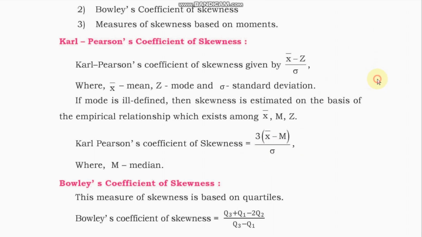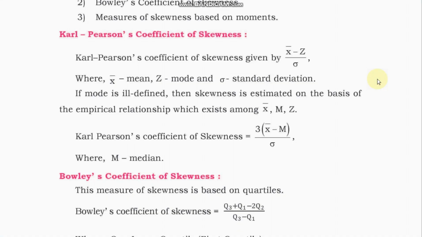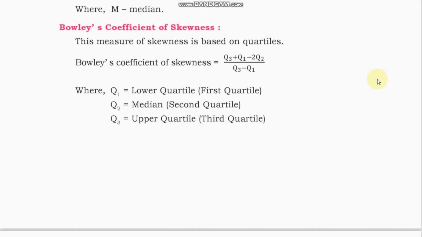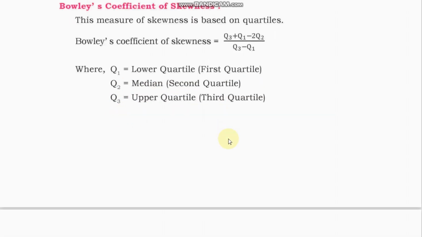Next we have Bowley's coefficient of skewness. Bowley's coefficient of skewness is based on quartiles. So we use all three quartiles here, Q1, Q2 and Q3. Bowley's coefficient of skewness is given by Q3 plus Q1 minus 2 into Q2, divided by Q3 minus Q1. So Q1 is the lower quartile, Q2 is the median or the second quartile, and Q3 is the upper quartile or third quartile.